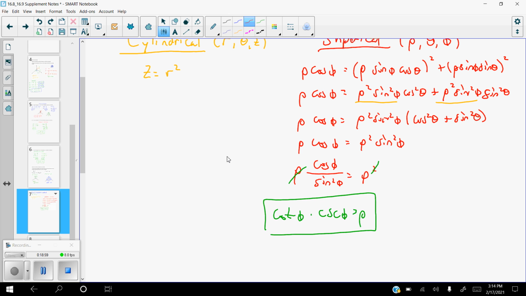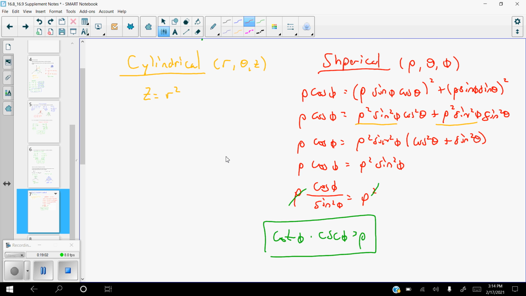All right, a little bit more work obviously to get to the spherical, but not too bad overall if you know your conversions and the algebra. All right, that's plenty enough. That's your conversions in spherical and cylindrical coordinates.